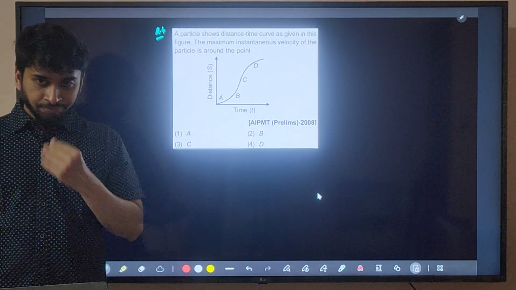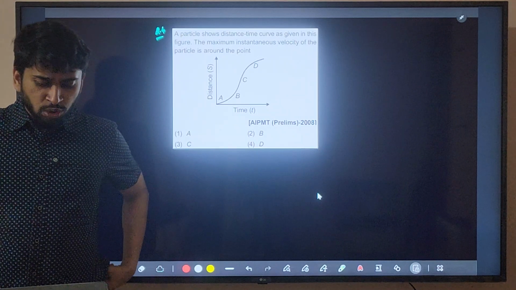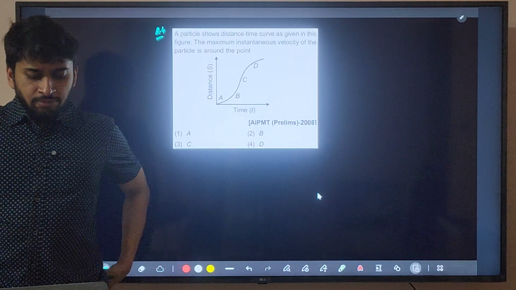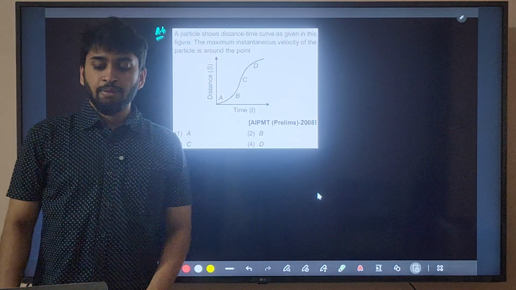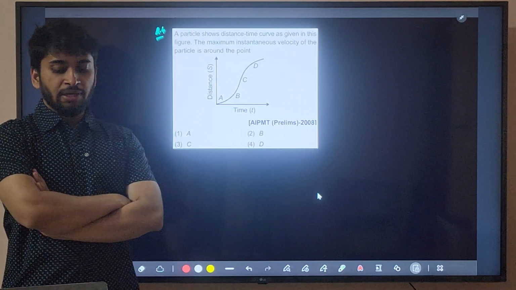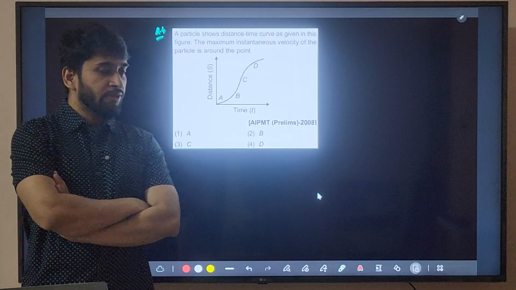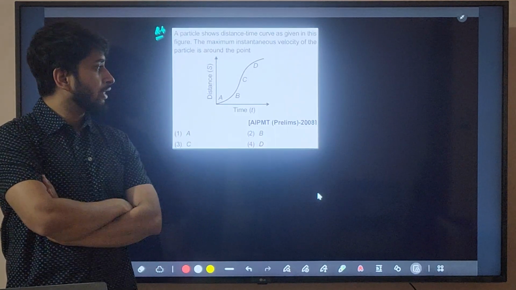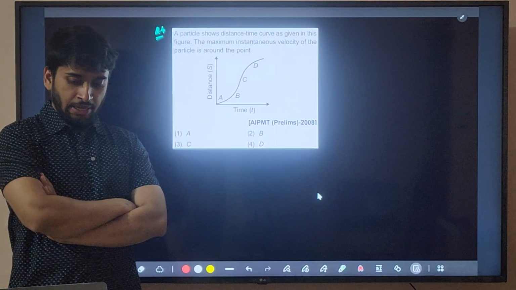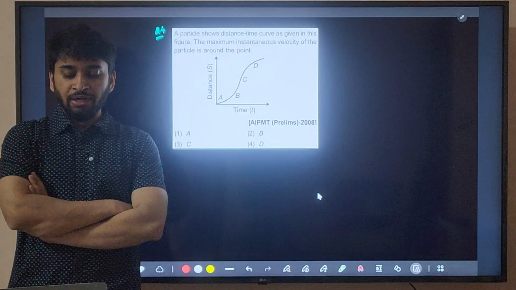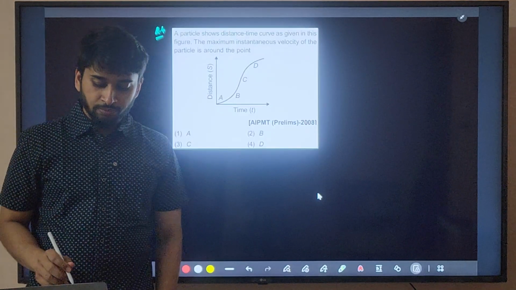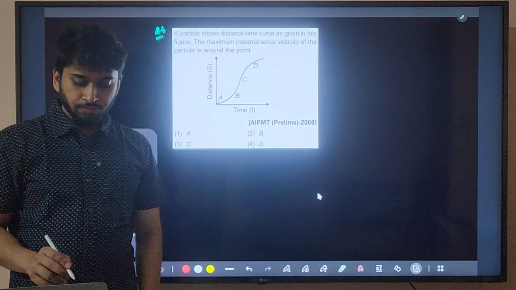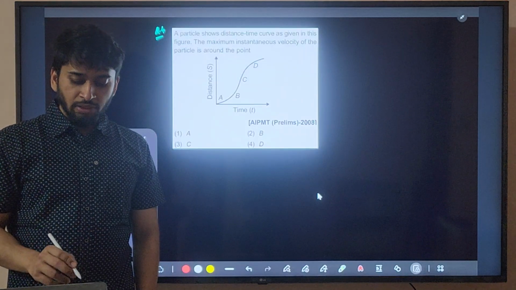Clear. Good. Fine. So a particle shows a distance time curve as shown in this figure. The maximum instantaneous velocity of the particle is around the point. So we need to figure out around which point the instantaneous velocity of the particle is maximum. Now how do we figure that out?